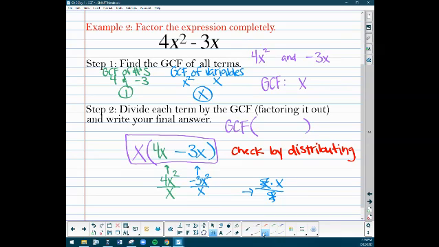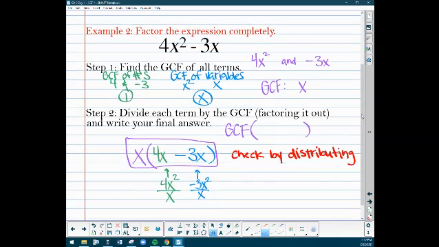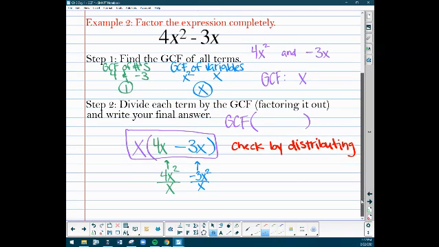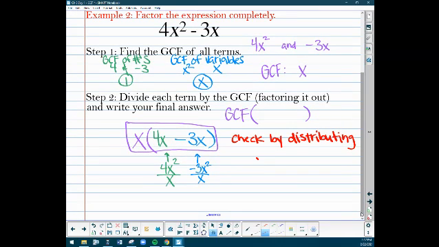So I said earlier that what we're doing with factoring is we're actually undoing the distributive property, right? I said this up here. Undoing the distributive property. So we can redo it and see if it works. So x times 4x minus 3x, and it better give me what I have at the beginning. It better give me 4x squared minus 3x.